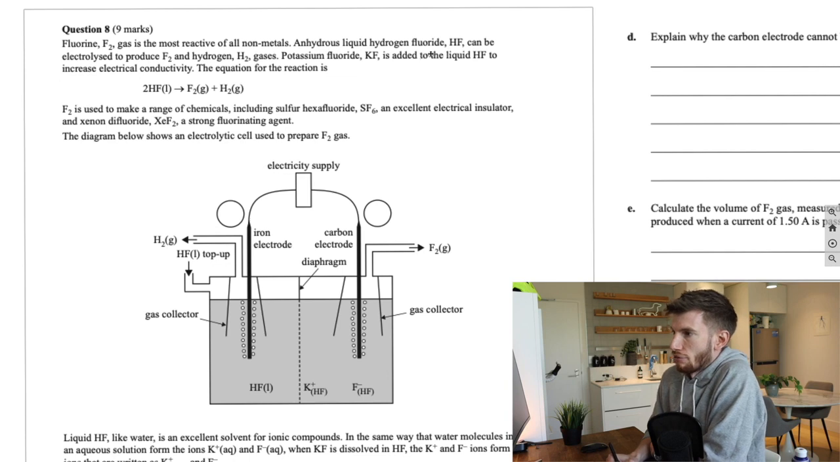Anhydrous liquid hydrogen fluoride, HF, can be electrolyzed to produce F2 and hydrogen gases. Potassium fluoride, KF, is added to the liquid HF to increase electrical conductivity. The equation for the reaction is.